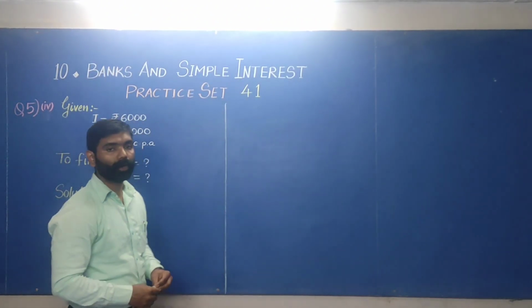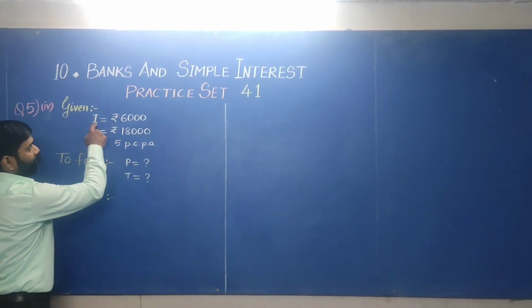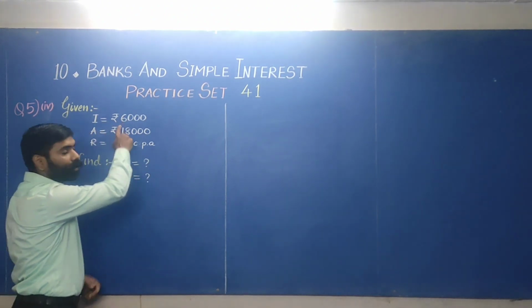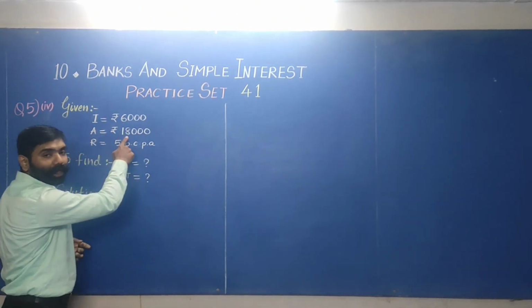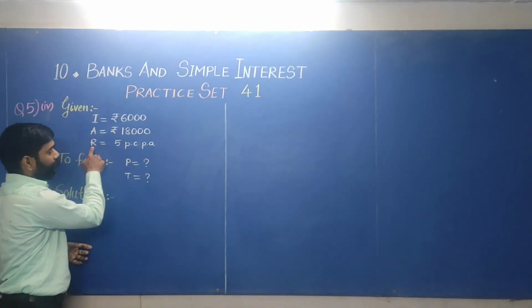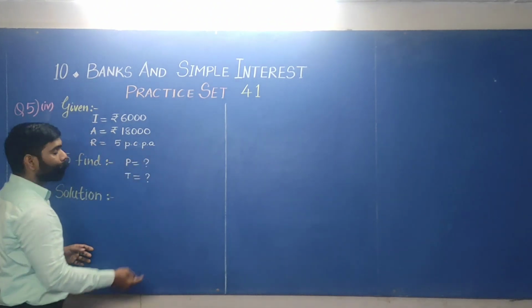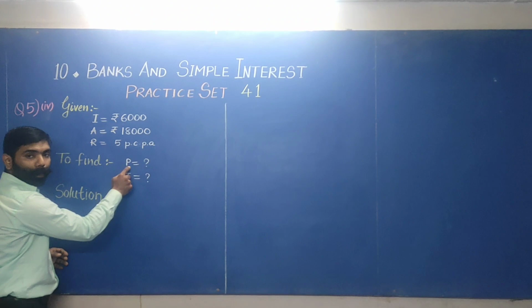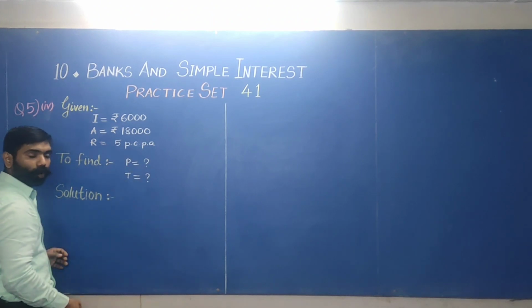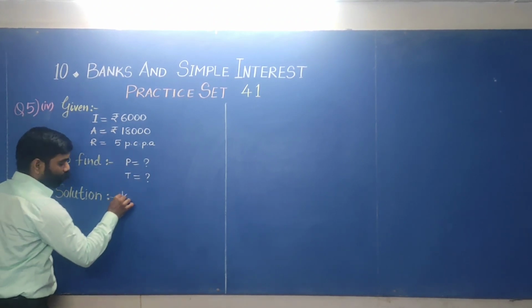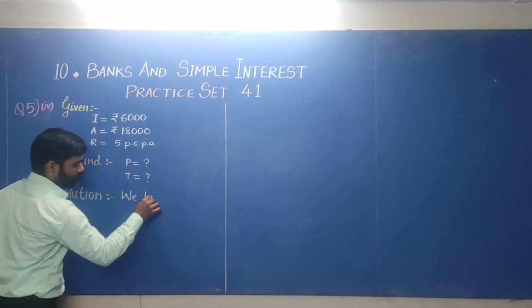Let's see question number 4. Question number 4 says interest is rupees 6,000, amount is rupees 18,000, rate 5% per annum. We need to find principal and time. Okay, so how to find it? This is a really easy sum.